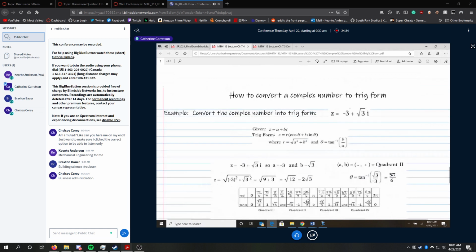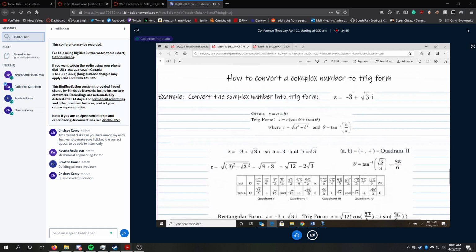Let's look at another example. A negative 3 plus root 3 i. Okay, so to find r, my A is a negative 3, my B is the square root of 3. I square the A and I get 9. I square B and I get 3. I add them together, same thing, root 12 or 2 root 3.